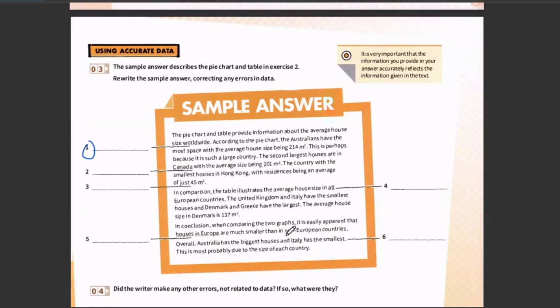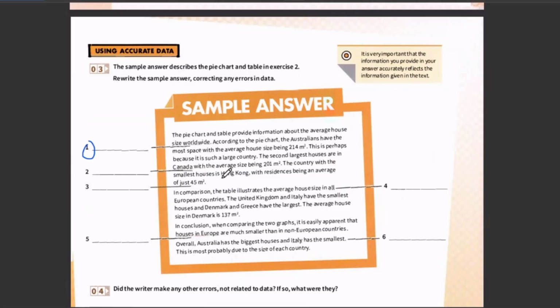So let's start with number 1. In number 1, the sentence is: the pie chart and table provide information about the average house size worldwide. So what do you see? Instead of worldwide, it will be in selected countries. Very good. And here there are two mistakes actually. The pie chart, what is the table? So there will be no table. We are describing only the pie chart. So the pie chart provides information about the average house size in selected countries.